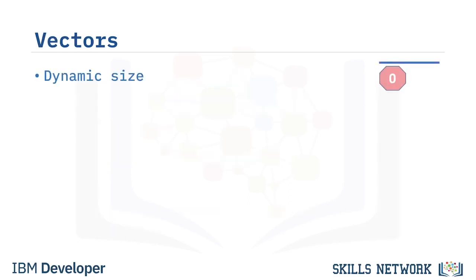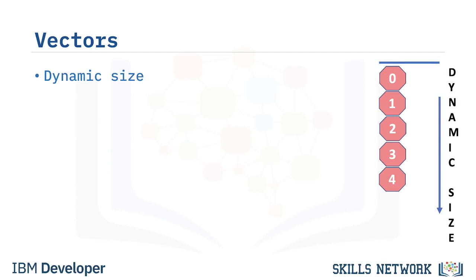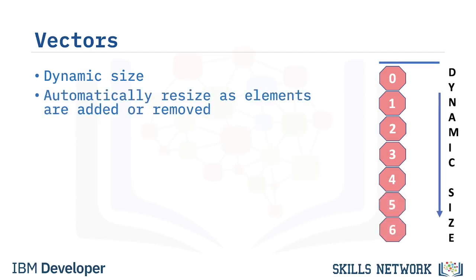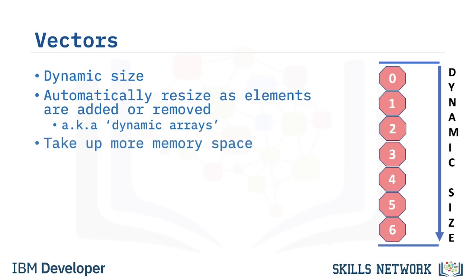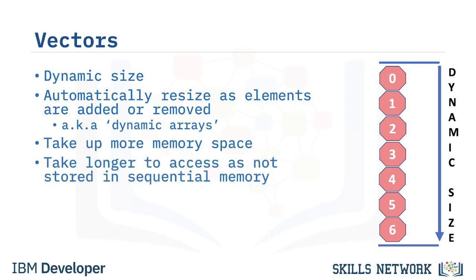In contrast to arrays that have a fixed size, vectors have a dynamic size, and they will automatically resize themselves as you add elements to them or remove elements from them. For this reason, you may also see them referred to as dynamic arrays. Because they are dynamic in nature, vectors take up more memory space than arrays, and their elements also take a little longer to access than elements in an array, as they are not stored in sequential memory locations.